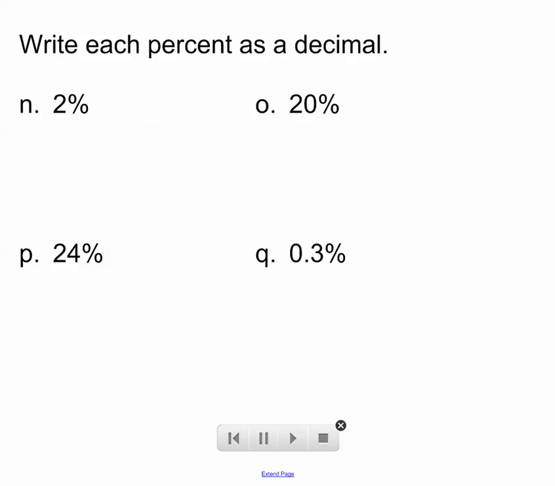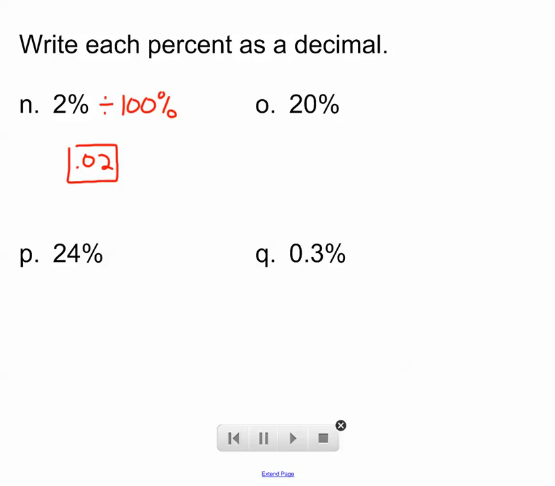Let's do this backwards now. Let's take these percents and write them as decimals. We know that division and multiplication are opposites of one another. So to get rid of this percent and write this as a decimal, instead of multiplying it by 100%, we'll divide it by 100%. Percent divided by a percent means the percent signs are going to cancel out.